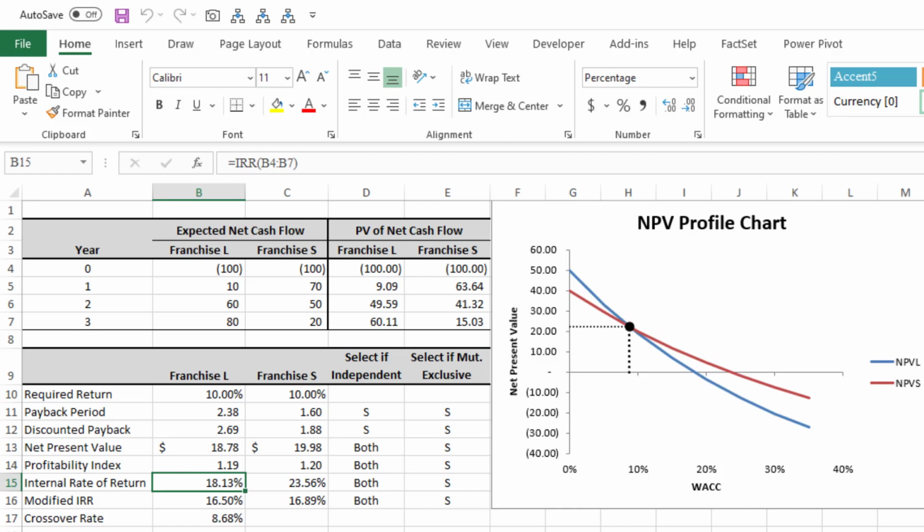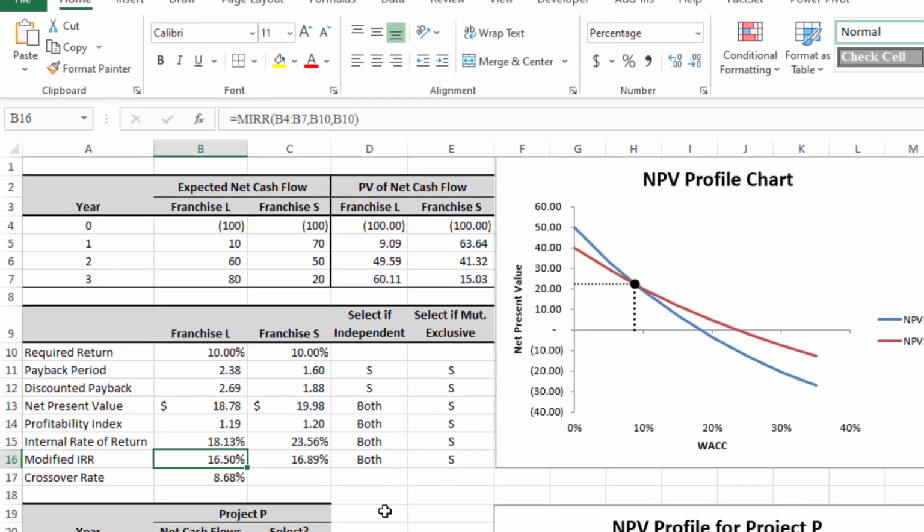Well, unless we change the cash flows. So S has a higher IRR. Therefore, if these two projects were mutually exclusive, we would choose S. The modified IRR, remember, is basically the same idea as the IRR, except that we assume that we're going to reinvest the cash flows at the weighted average cost of capital. That's the same assumption that the NPV makes. And in this case, we see that S has a higher modified IRR than L does.